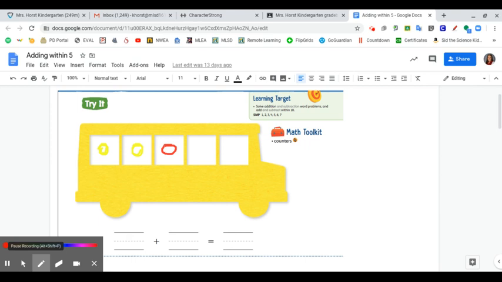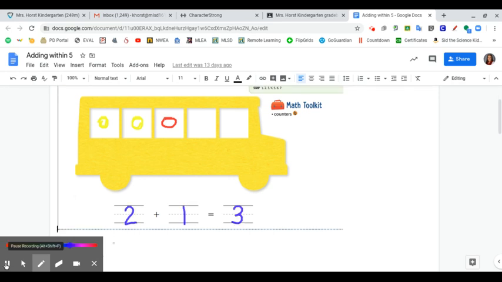Your five frame might look like this. Now we're going to write an equation down at the bottom. So we need to show two girls plus one boy equals the amount of children on the bus all together. This is what your equation would look like on your whiteboard. Can you write 2 plus 1 equals 3?